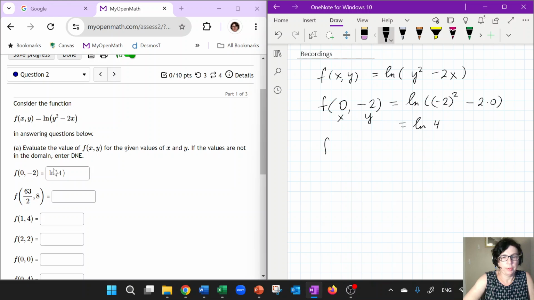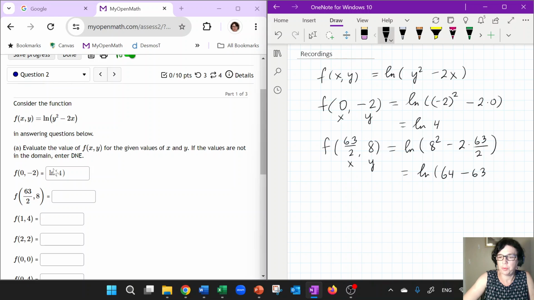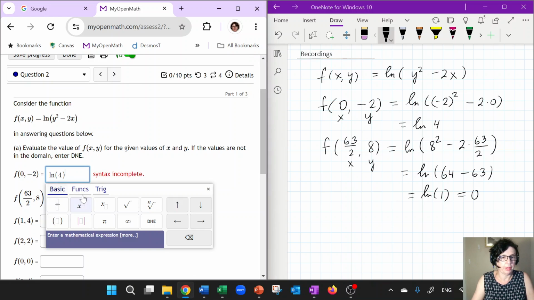So we want to put that in here. Then if we want to find f of 63 over 2, 8, let's see if we can do that. Again, this is x, this is y. We're going to square the y, and then substitute the value of x in there. So that's log of 64, and then here we subtract 63, which is just log of 1. Now you should know by heart that natural log of 1 equals 0. Everybody should know that, with or without a calculator. So this is just going to be 0.